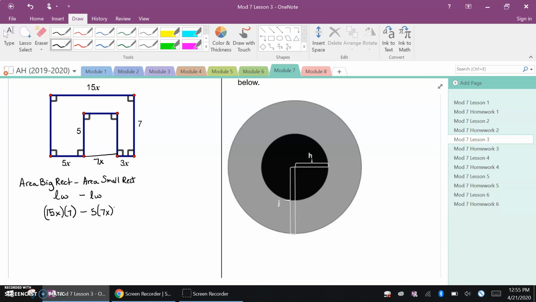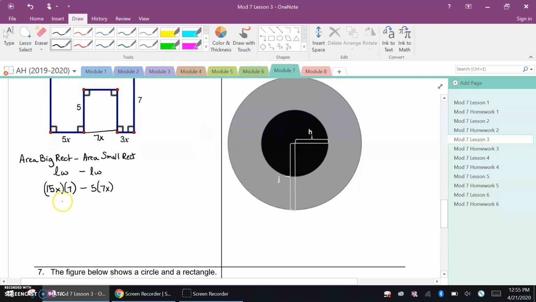So 15 times 7 gives us 105x. And then 5 times 7 gives us 35x. If we subtract the 2, we are going to get 70x. And then this is units squared.